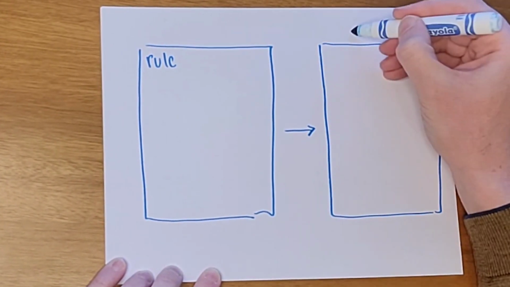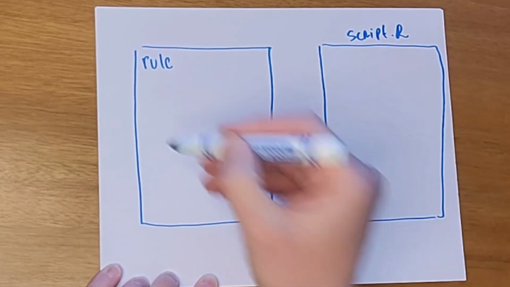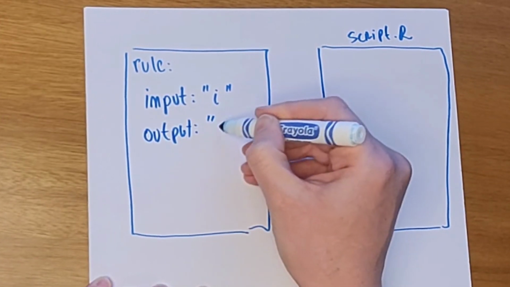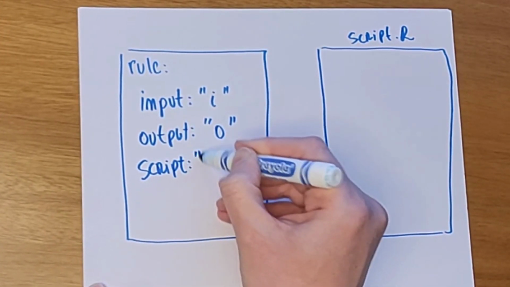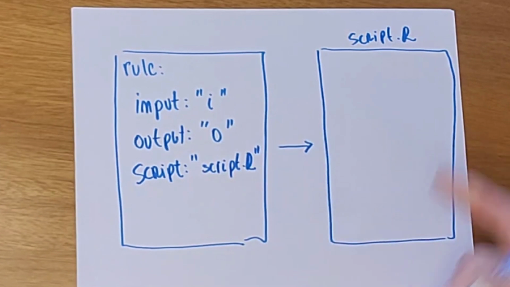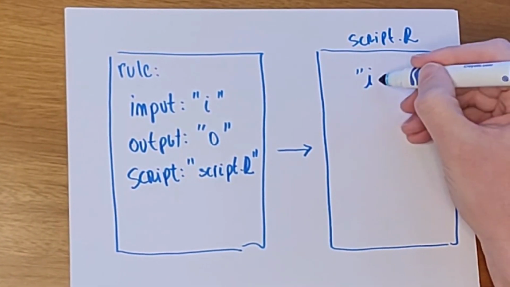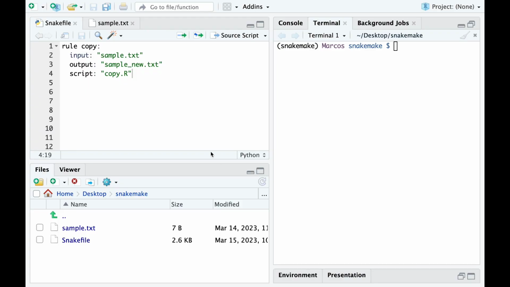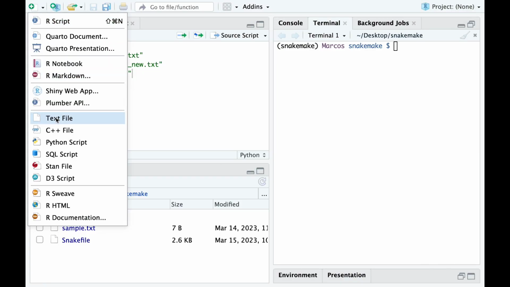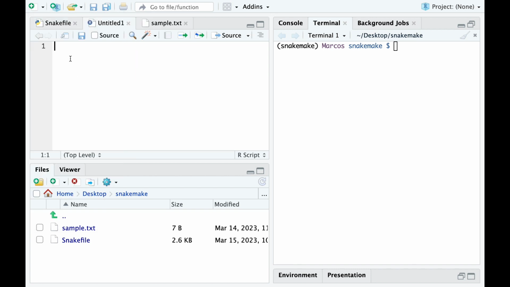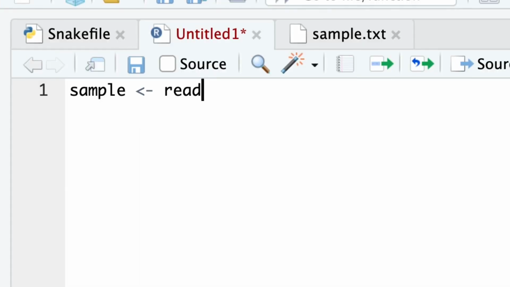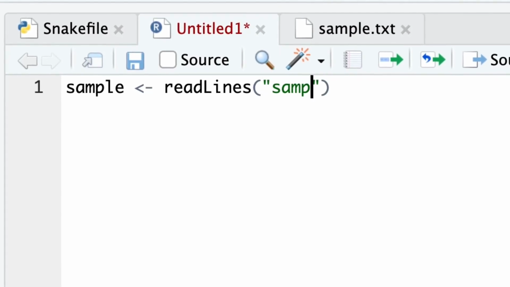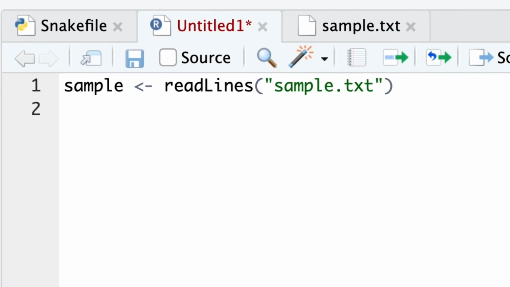Okay, so now we want to use an R script to do this. So we have our rule with our input and our output. What we can do is to incorporate, instead of writing the shell, we write script, and then we write the name of the script that we are going to use. In this case it will be script.R, and then we can go ahead and create that R script.